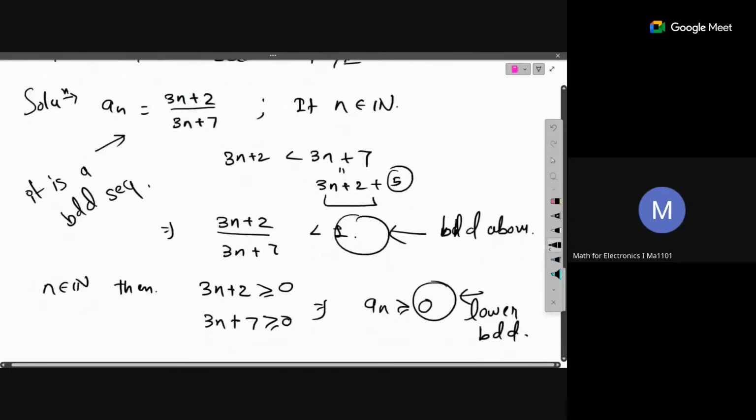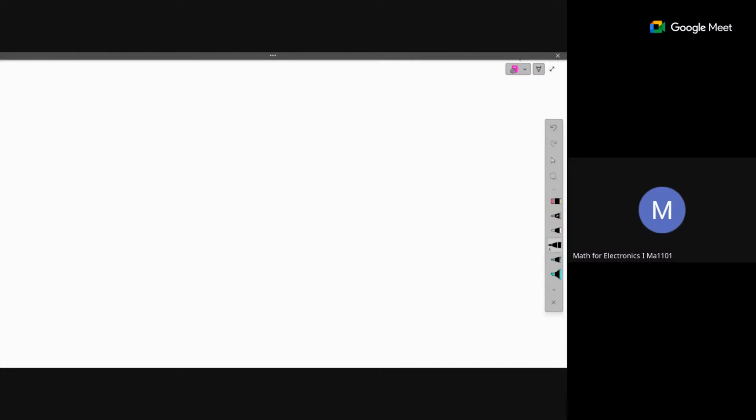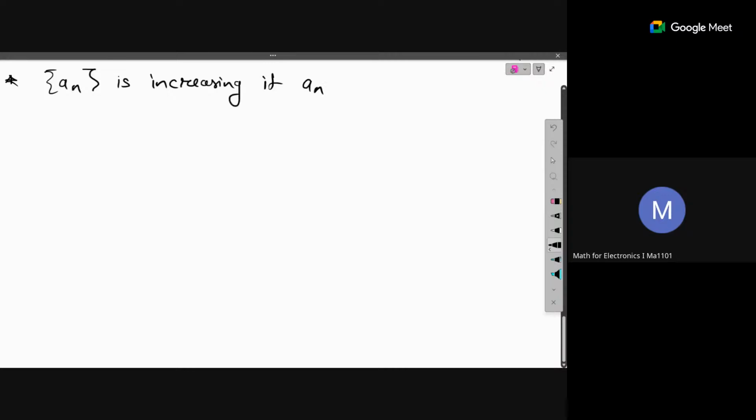Okay, anything else about bounded sequences? Let's go to monotone sequences now. Okay, so now we know that if we have a sequence a_n, then this sequence is called increasing if a_(n+1) is greater than or equal to a_n for all n. Right, and similarly we call the sequence a decreasing sequence if a_n is greater than or equal to a_(n+1) for all n. Right, so these two are known as monotone sequences.